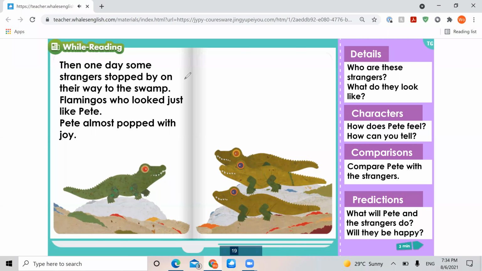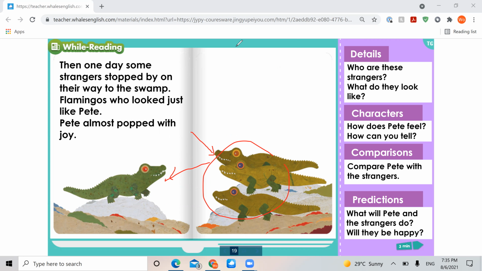Then, one day, some strangers stopped by on their way to the swamp. Flamingos, who looked just like Pete, almost puffed with joy. Whoa, what does Pete see? Are those flamingos? Wow, Pete does think they're flamingos. They're not flamingos, but they look just like Pete. What color are they?